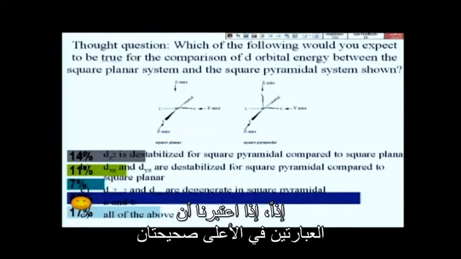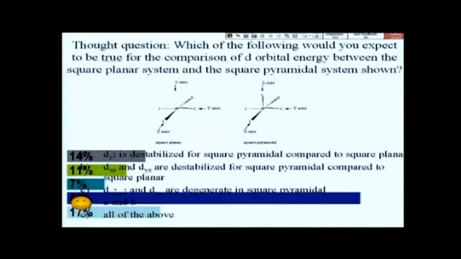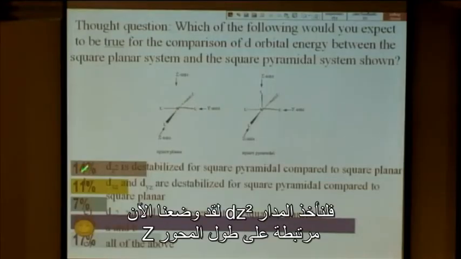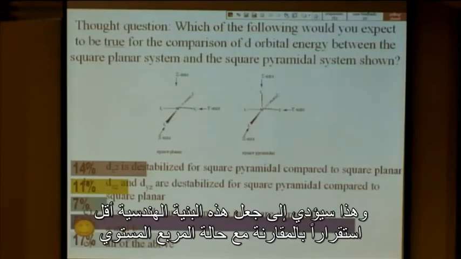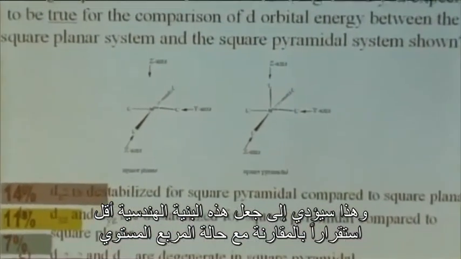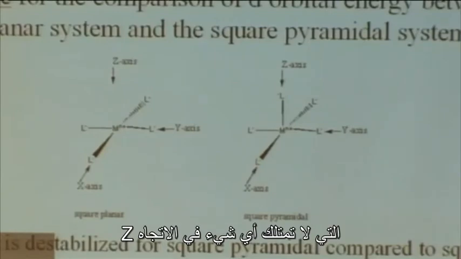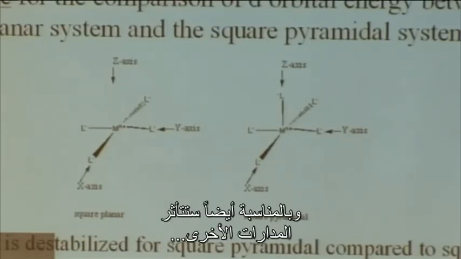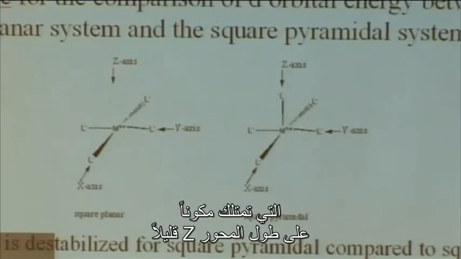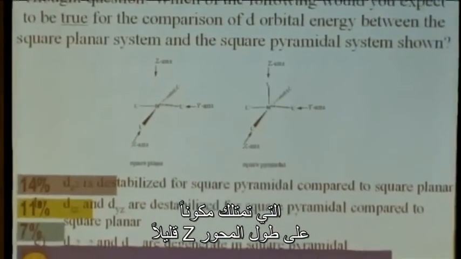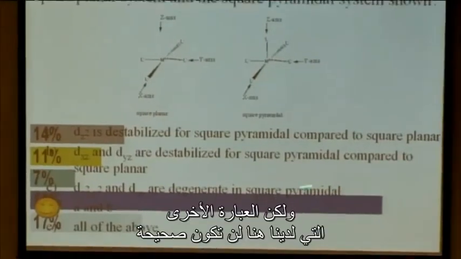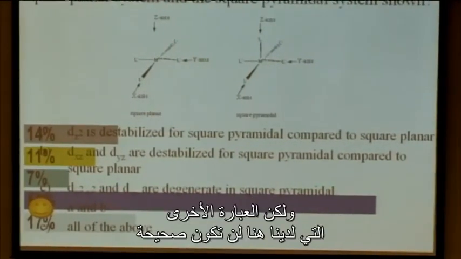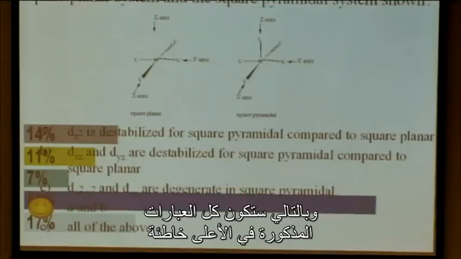So if we consider that the top two are correct, and if we consider the z squared, now we put a ligand along z, so that is going to cause that to be more destabilized for this geometry rather than square planar, which doesn't have anything in the z direction. Other orbitals that have a component along z are going to be affected a little bit by that. But our other one here is not going to be true, so the above is not correct, so we have this one.